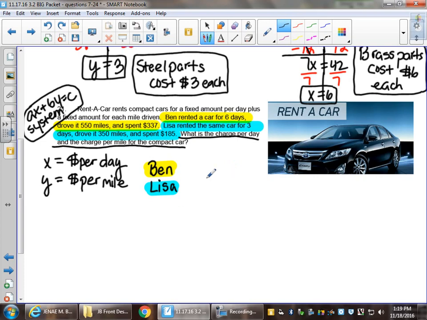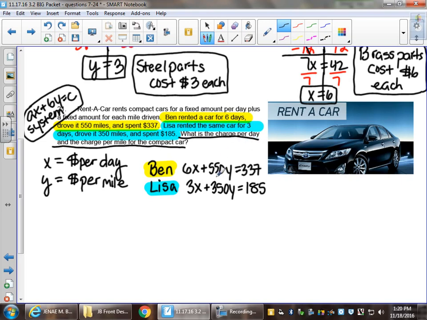For Ben, I have 6x plus 550y equals 337. And then for Lisa, I have 3x minus 700y equals, oh, excuse me, not 700. I'm jumping in my notes. 3x plus 350y equals 185. Because 3 days, 350 miles, and that's her total cost.